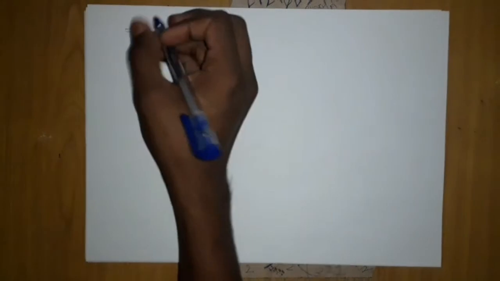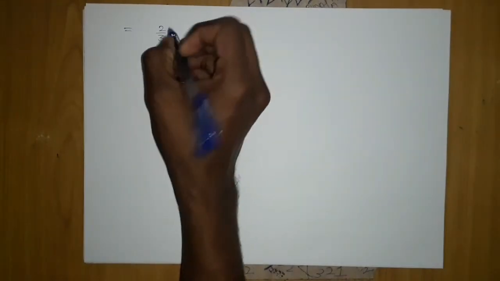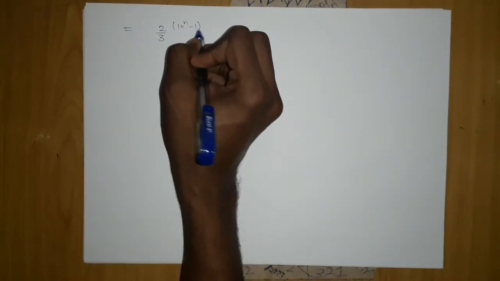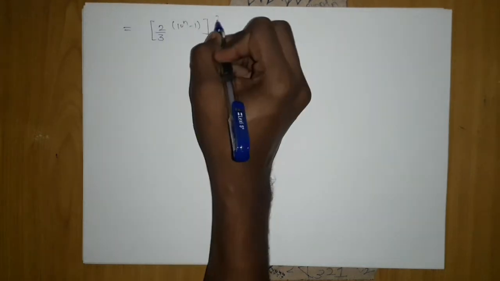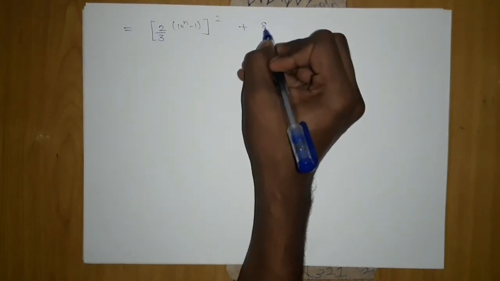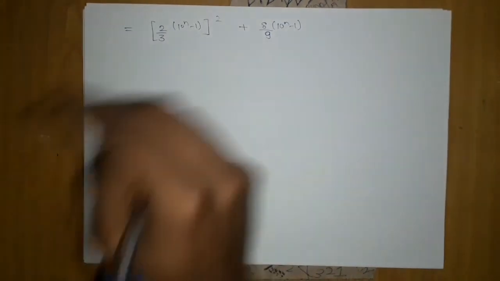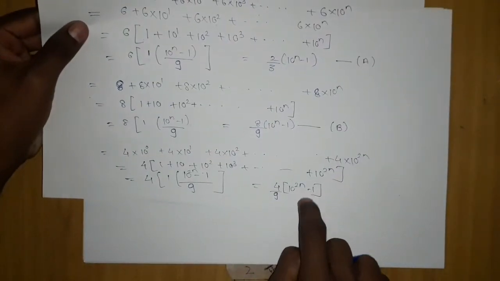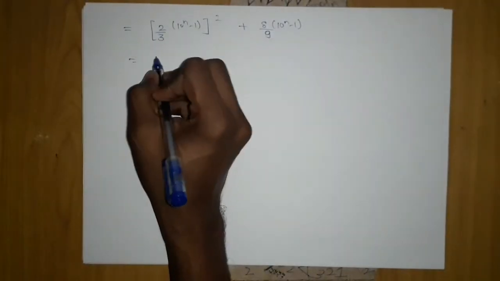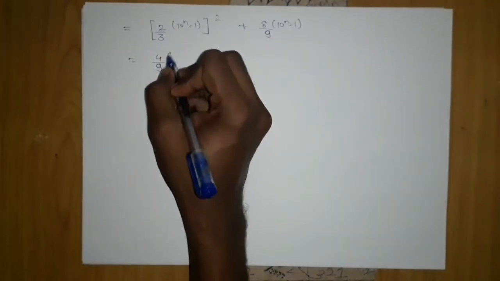What we had is 2 by 3 into 10 to the power n minus 1, whose whole square we need. One more thing, we want to add 8 by 9 into 10 to the power n minus 1. This thing we want to prove equal to the earlier result. That is the main task, and it is very simple. 4 by 9, this is very easy.